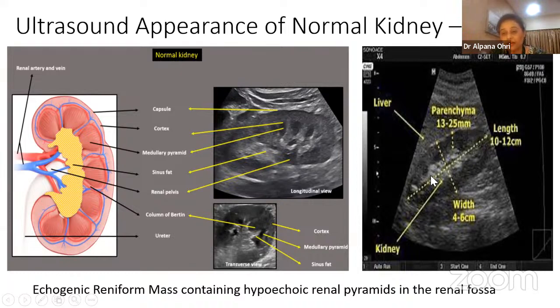So this is what an adult kidney looks like on sonography, with a length of about 10 to 12 centimeters, a width of 4 to 6 centimeters, and parenchymal thickness of 13 to 25 millimeters. And we can appreciate that the echogenicity, as compared to liver, is slightly less echogenic. And further, the pyramids are more hypoechoic than the cortex.